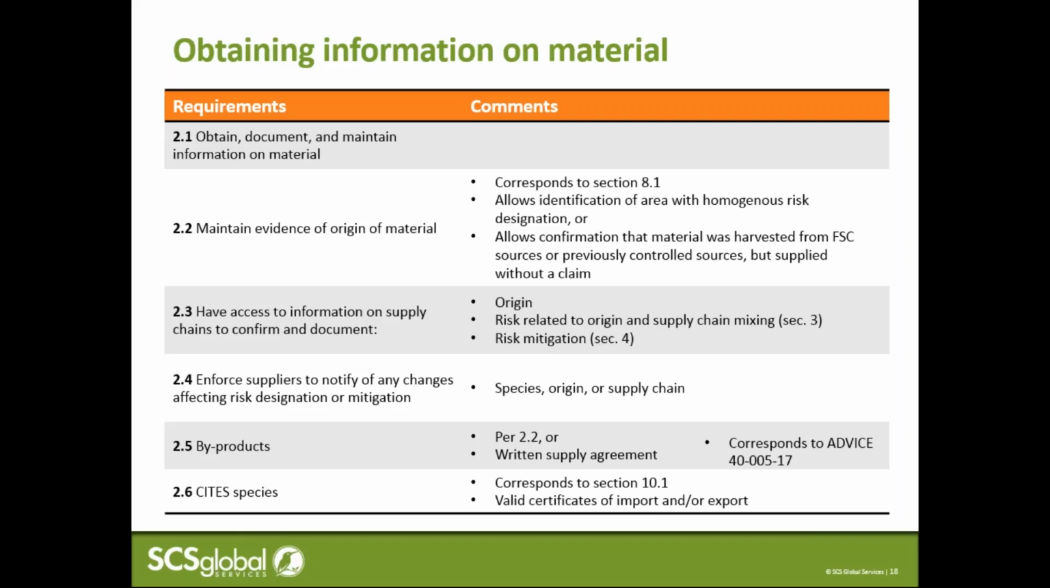Note that a key difference with the new controlled wood standard is the need to have access to information on its supply chains, including sub-suppliers, to a level that allows the organization to confirm and document the following: the origin of the material, the risk related to origin, and the risk related to mixing with non-eligible inputs in the supply chain, and risk mitigation strategies. The requirements in the last two bullets will have to be demonstrated in accordance with sections 3 and 4, respectively, of the new standard.